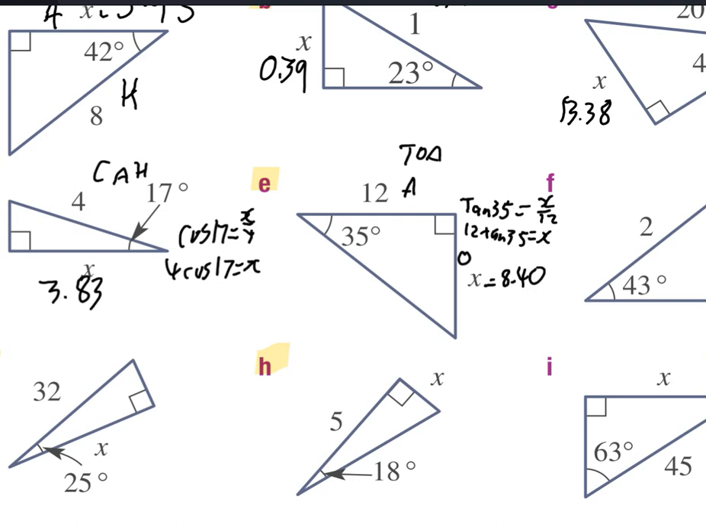8.40. Now I'm going to do G. I've got my angle there, I've got my hypotenuse, I've got my adjacent. So that means CAH.